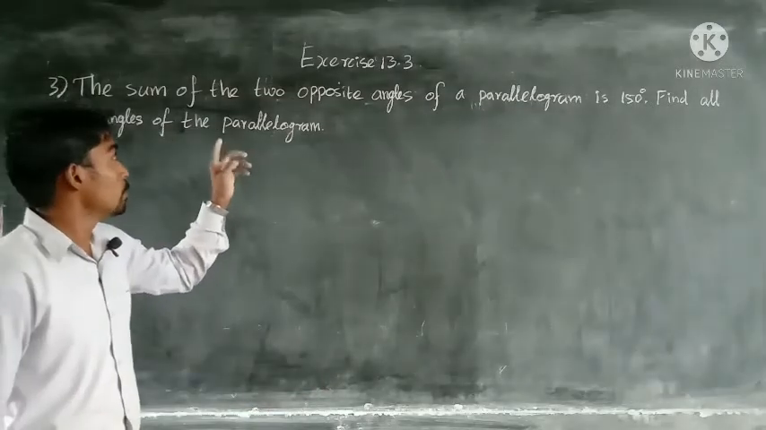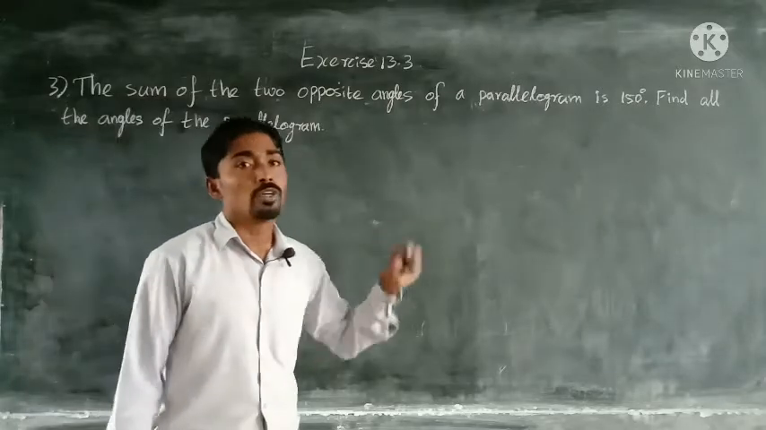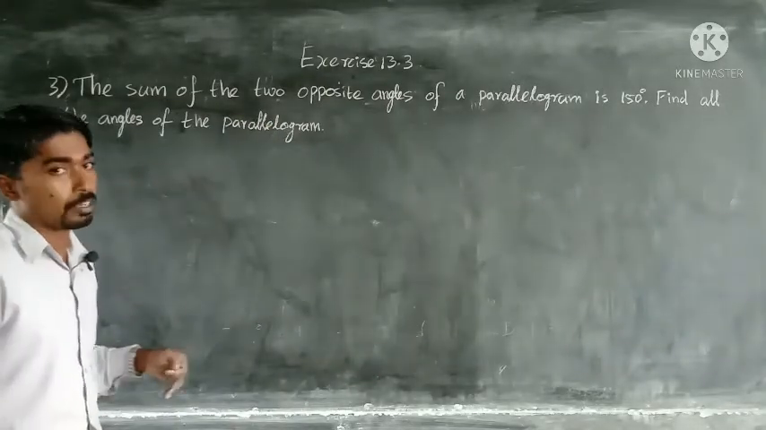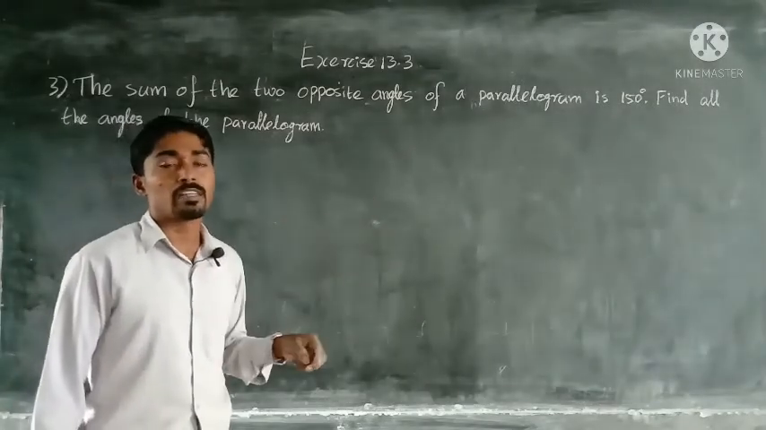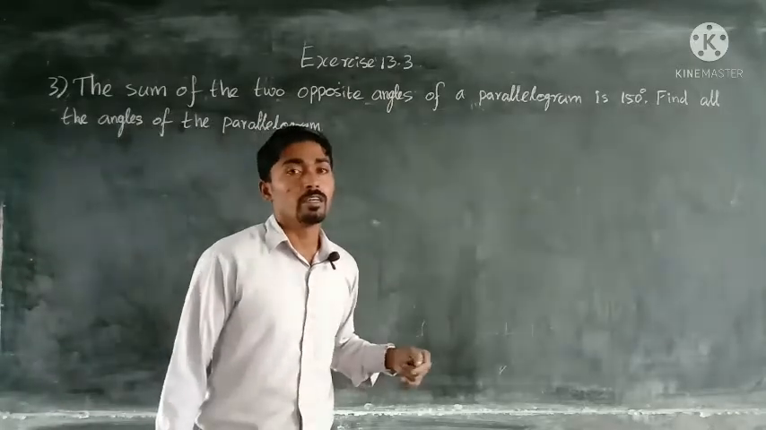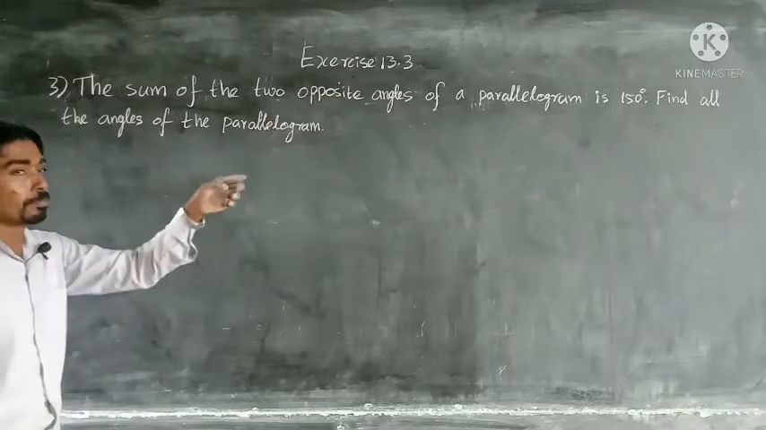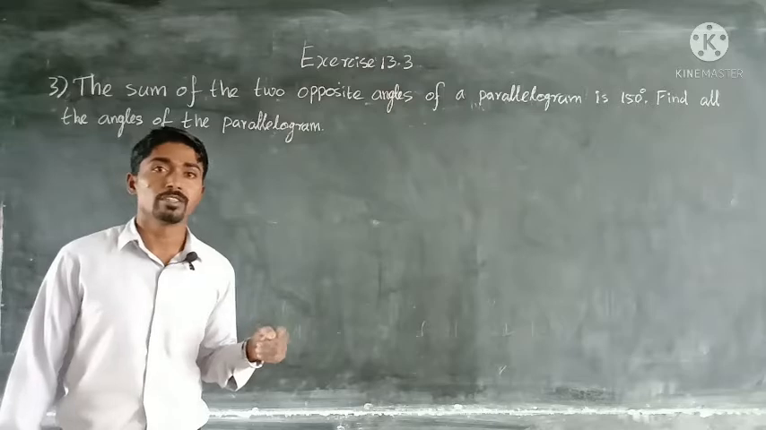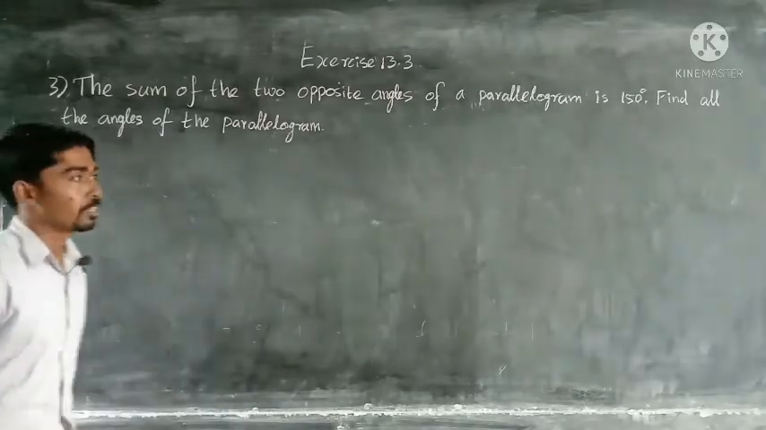The sum of the two opposite angles of a parallelogram is 150 degree. And find all the angles of the parallelogram. In this question, sum of opposite angles of a parallelogram is given, that is 150 degree. By using this angle, we are going to find all the angles of the parallelogram. We are going to use property of a parallelogram, that is opposite angles of a parallelogram are equal in measure.